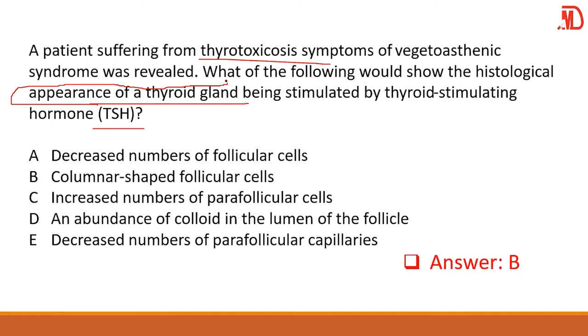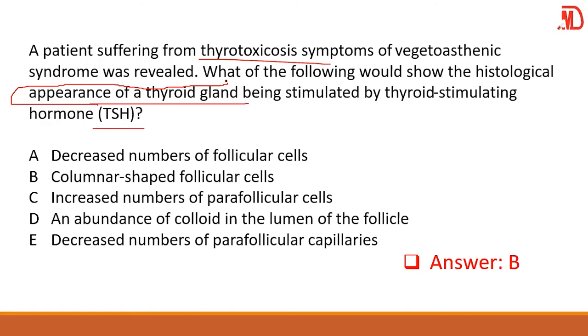Now, aside from that, you must know that columnar epithelium is normally found in the digestive tract. When I say the digestive tract, I'm referring to the stomach, the small intestine, large intestine, and the uterus, perhaps. That's where simple columnar epithelial tissues are normally found. They also have what they call the follicular cells. These are cells in the thyroid gland that are responsible for the production and secretion of the thyroid hormones.